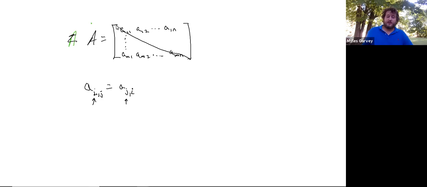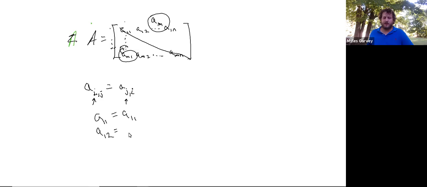What that says is, if I take the ith row and the jth column, let's say that's AM1, and I go to A1M, not N, M, unless, of course, M is bigger than N. But in this case, suppose it's less. This is saying that this needs to equal that. So A11 needs to equal A11, A12 needs to equal A21, so on and so forth.